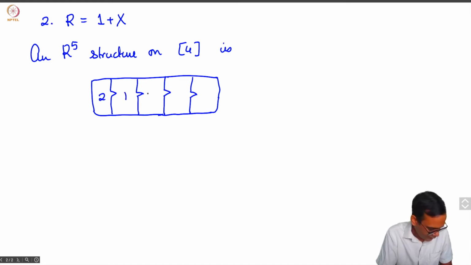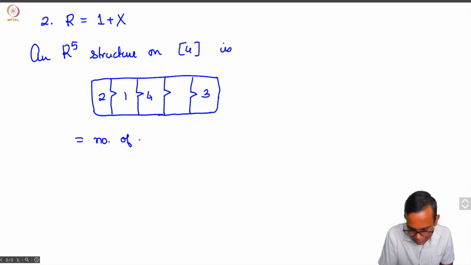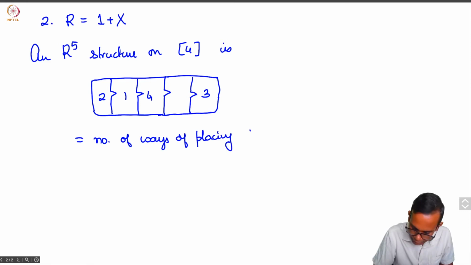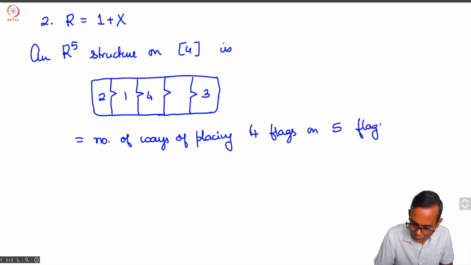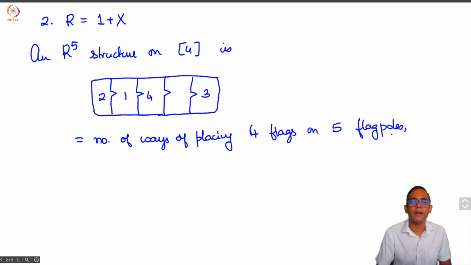So here's an example of an R5 structure on 4, and this is the number of ways of placing 4 flags on 5 flagpoles with at most 1 flag on each pole.